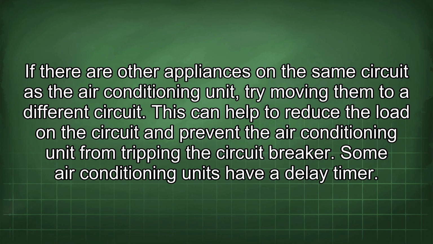If there are other appliances on the same circuit as the air conditioning unit, try moving them to a different circuit. This can help to reduce the load on the circuit and prevent the air conditioning unit from tripping the circuit breaker. Some air conditioning units have a delay timer.